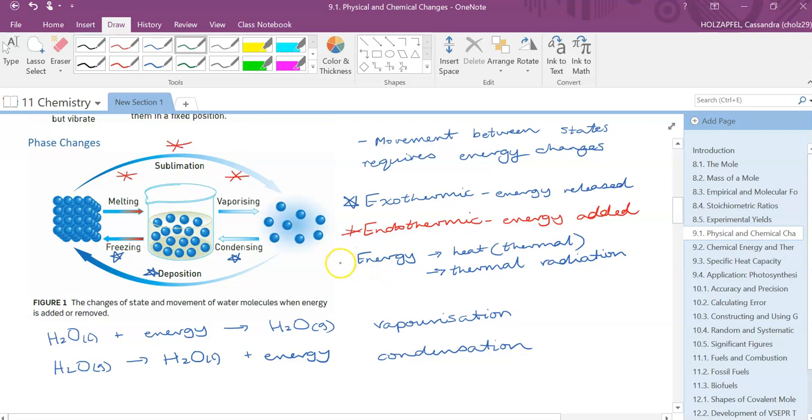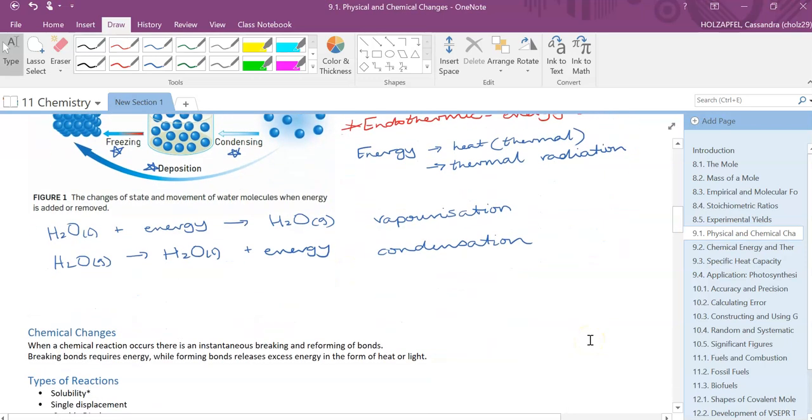So this is the last little point here. Energy can be heat, and heat, we just call that thermal radiation. That's like the technical fancy name. Okay, so here's just an example of how we would use this in a chemical reaction.